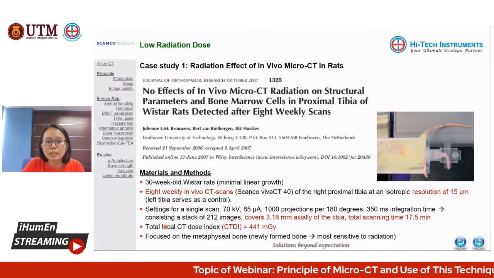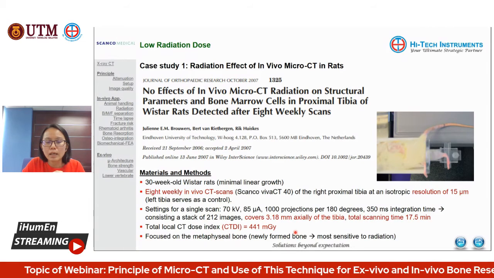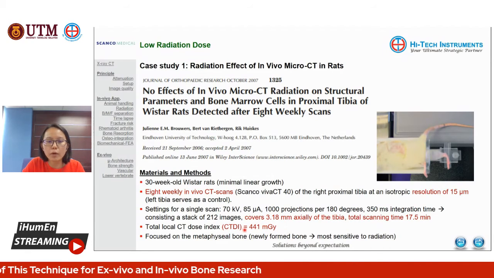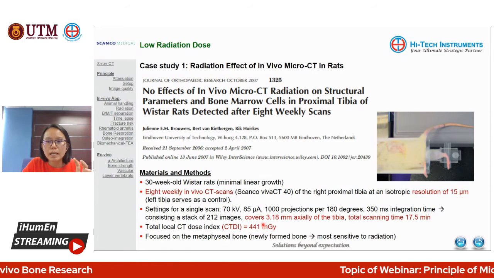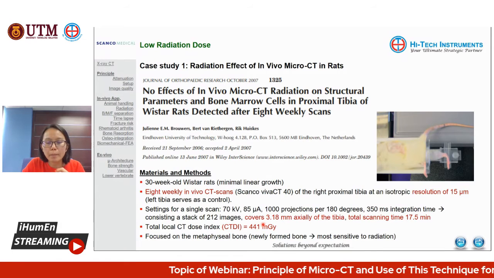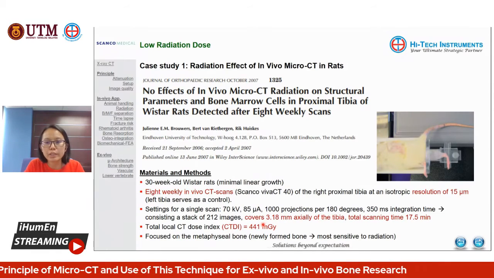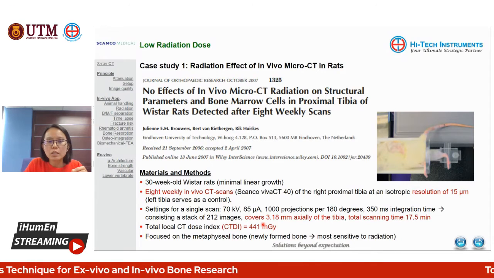And this is the amount of radiation exposure that will be absorbed by the animal itself. For this setting, it will cost us 441 milligray. The gray value here is the amount of radiation energy that is absorbed by the live animal itself, and you can define it as 1 joule of radiation energy per kilogram of the animal.